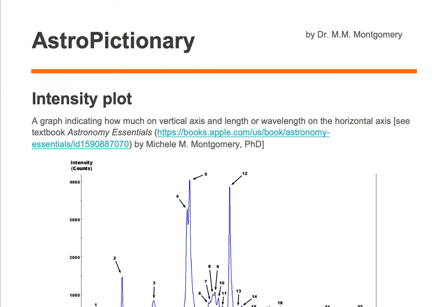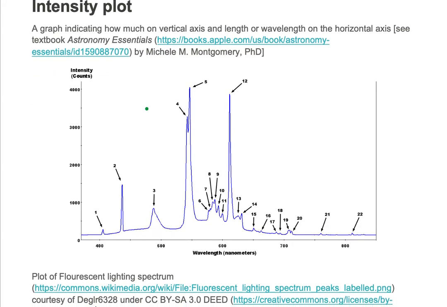An intensity plot is a graph indicating how much on the vertical axis and length or wavelength on the horizontal axis. Let's take a look at an example.